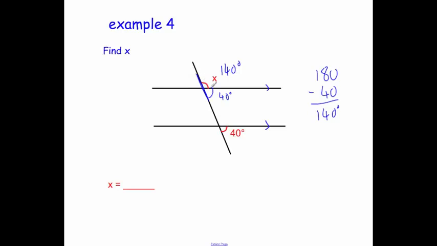And let's just check it. Well, it's obtuse, so 140 seems about right. And again, if this one's 40, this one's 40, they're corresponding. And the x and the 40 make a straight line, so that means the x has to be 140. So x is 140 degrees.